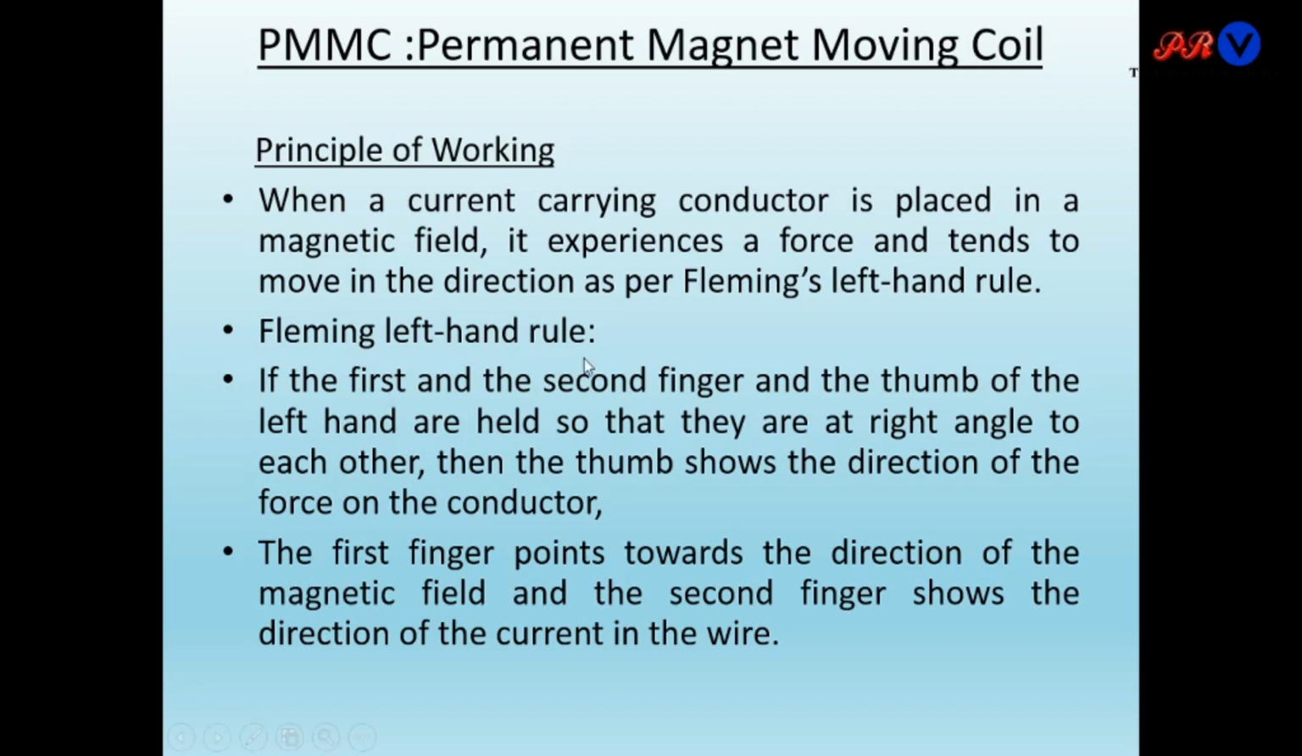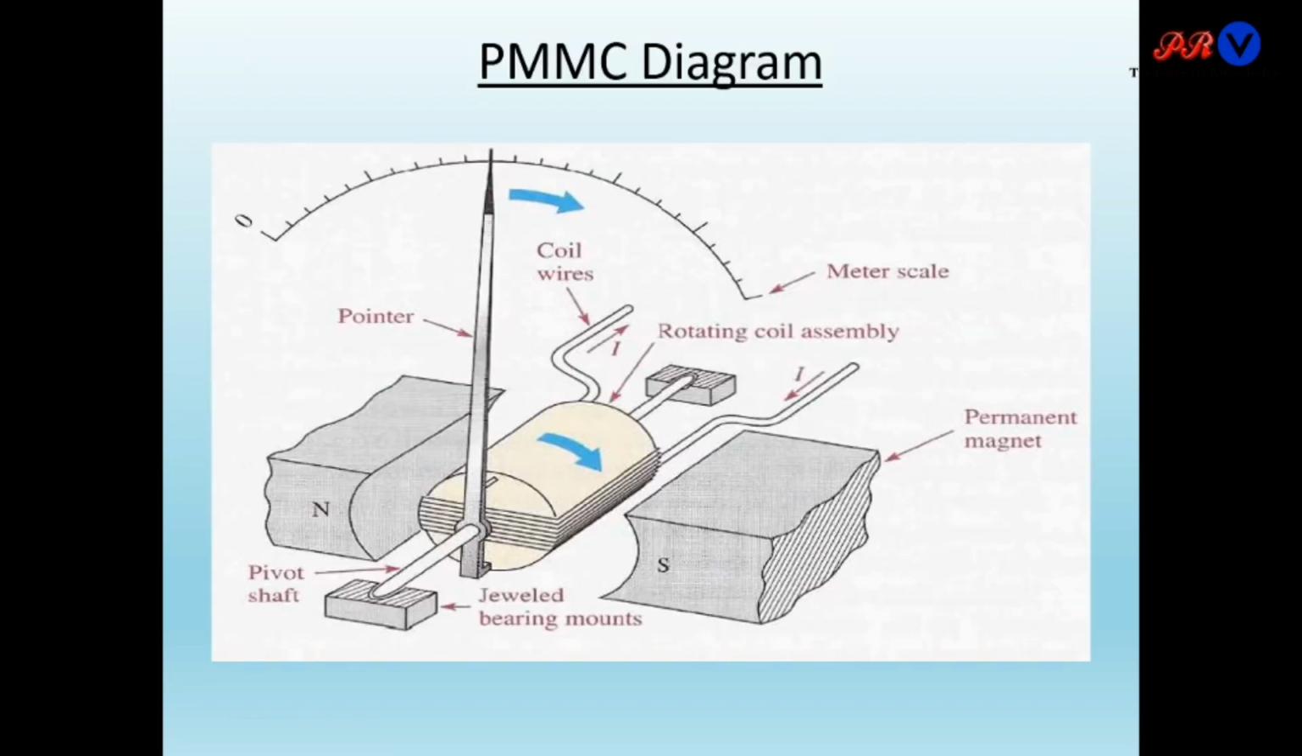So what is Fleming's left hand rule? If the first and the second finger and thumb of the left hand are held so that they are at right angle to each other, then the thumb shows the direction of the force on the conductor. The first finger points towards the direction of the magnetic field and the second finger shows the direction of the current in the wire. This is the diagram of PMMC.